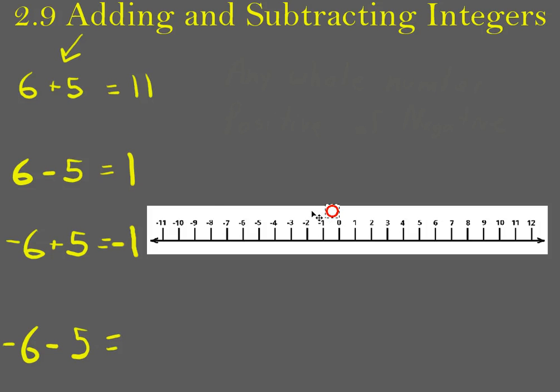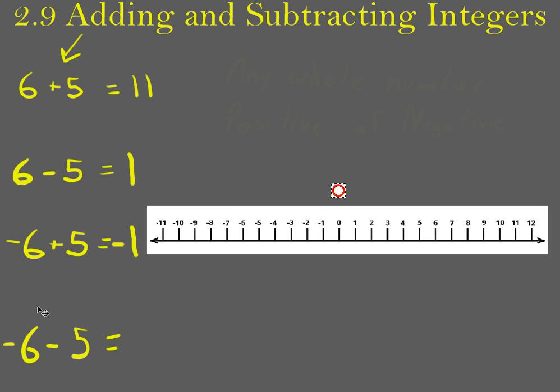Alright, welcome to video 2. Let's look at our last example here. So we've completed 6 plus 5 is 11, 6 minus 5 is 1, negative 6 plus 5 is negative 1. Now let's look at negative 6 minus 5.